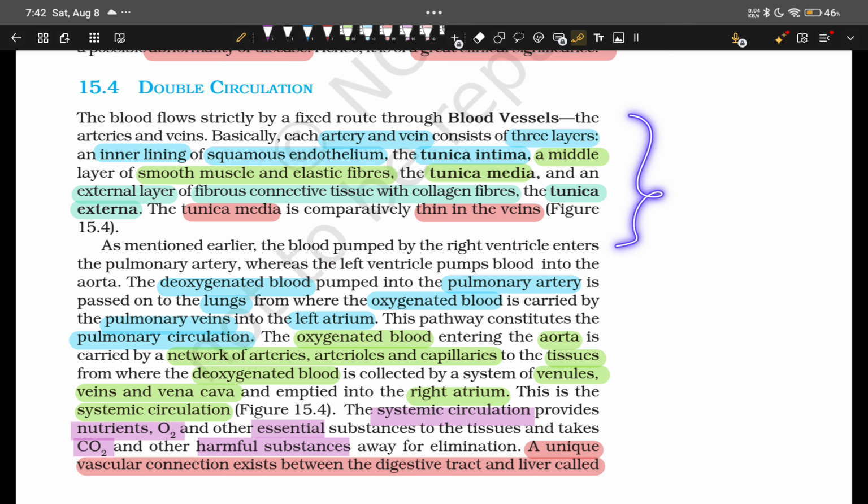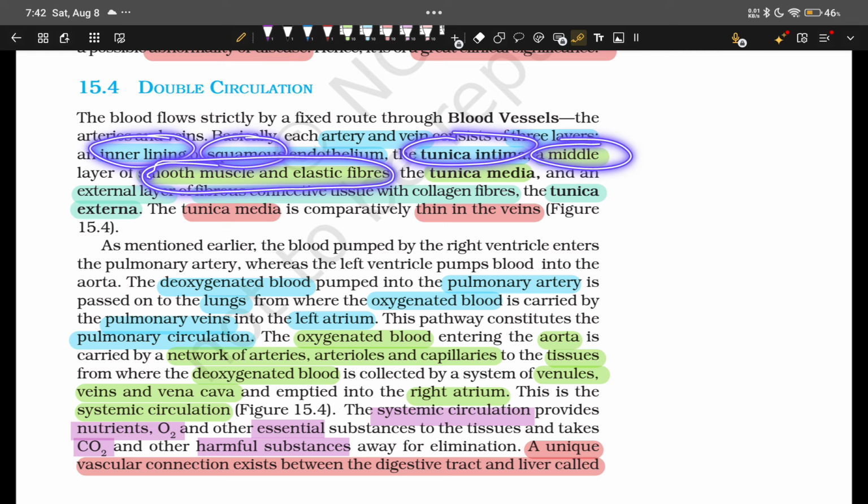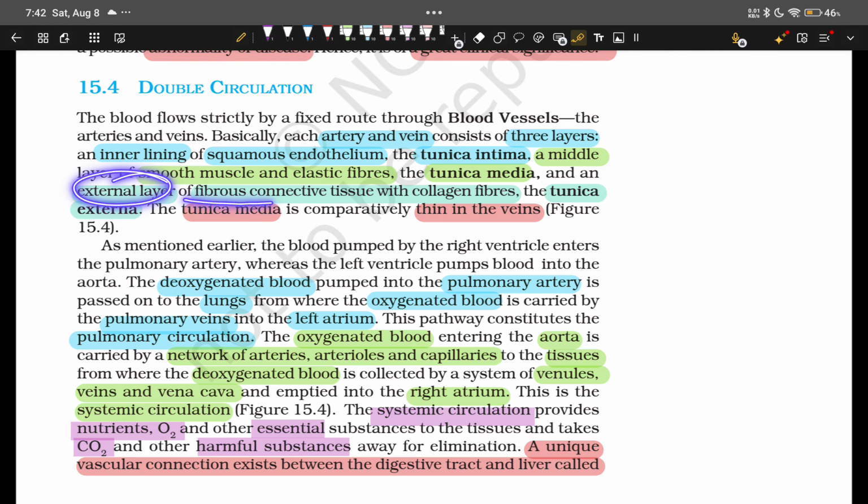Let me talk about blood vessels. Arteries and veins are blood vessels. They have three layers. The inner layer is made of squamous endothelium, which is basically the epithelium of the blood vessel, and it is called tunica intima. The middle layer is made of smooth muscle and elastic fibers, and it is called tunica media. The external layer is made up of fibrous connective tissue with collagen fibers, called tunica externa.